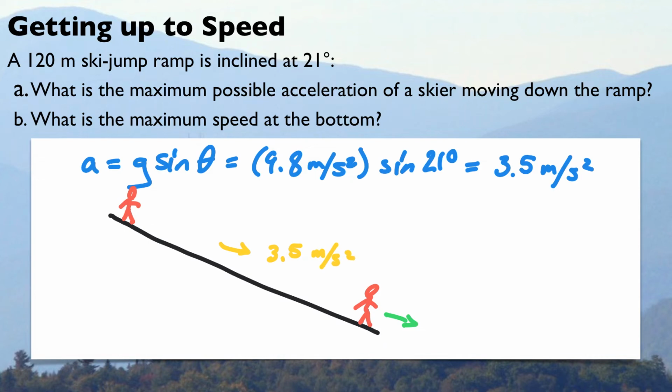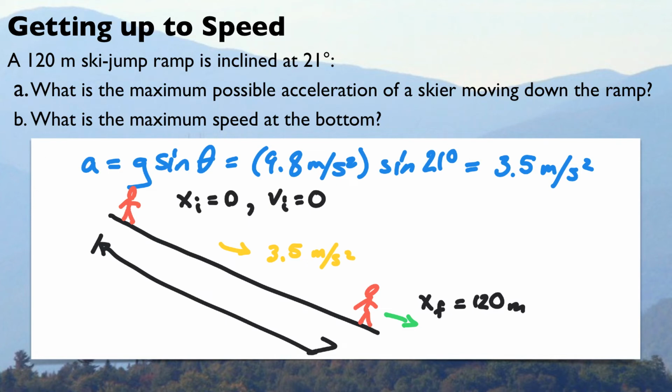Now let's list values. For the initial point, I'm going to take the x position equal to 0. And actually, I don't care about times. I'm not going to worry about times and look at the velocities. The initial velocity is equal to 0. For the final point, the final position is equal to 120 meters because the ramp is 120 meters long. And the final velocity is, well, that's what we're looking for.